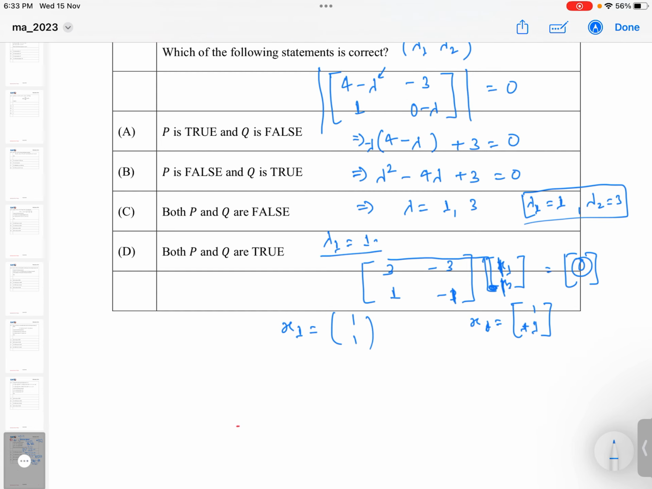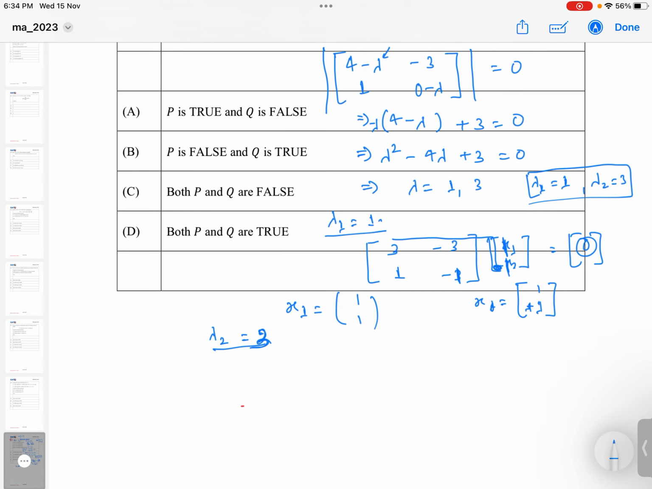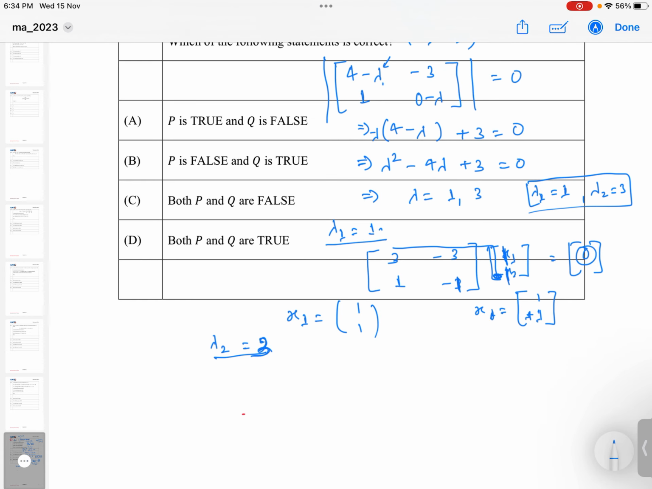In the same way, you can calculate the eigenvector corresponding to lambda 2, that is, lambda 2 is equal to 3. For 3, how will you calculate? Same way, you put lambda equal to 3. So now 4 minus 3 is 1, minus 3, 1, and 0 minus 3, that will be minus 3, and again you will look for the null space, right?